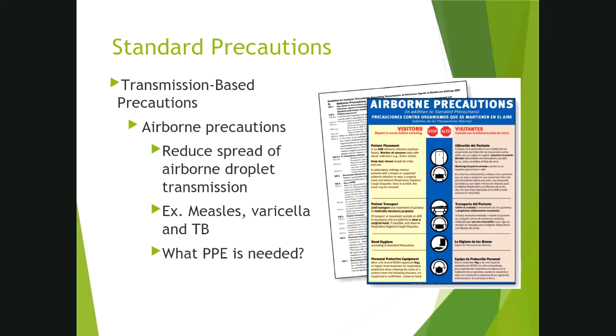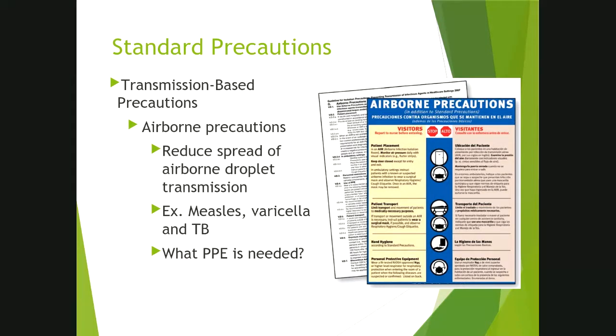So in the hospital setting, there is what's called the HICPAC precautions. These are transmission-based precautions. So we might see a sign outside the patient door that looks like this. This is an airborne precaution. It reduces the spread of airborne droplet transmission. Airborne, the particles are about 5 microns or less. A disease example of this would be measles, varicella, and TB.